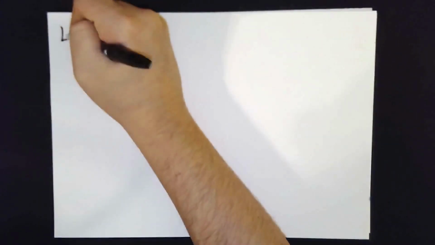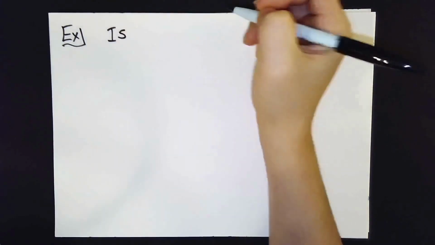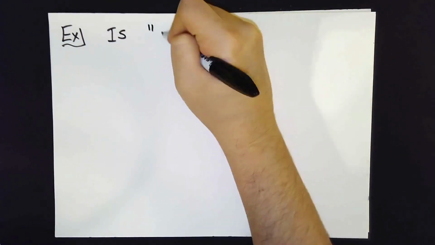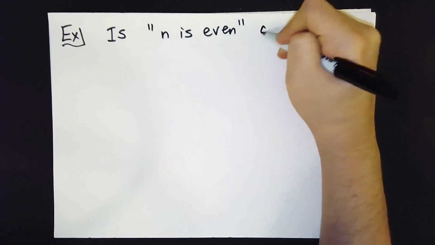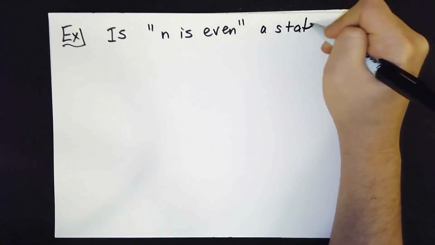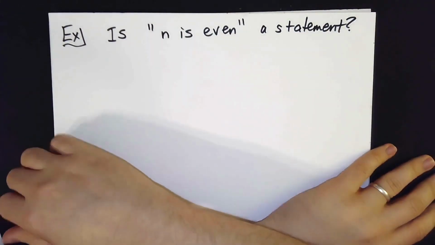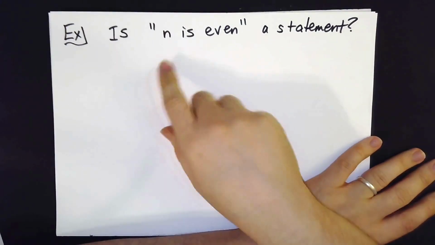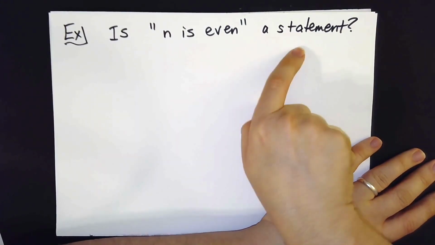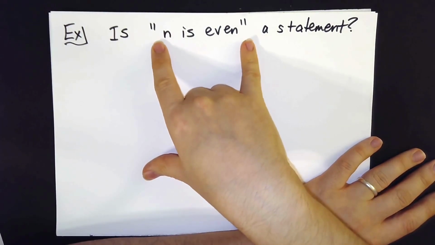Before we move on, I want to talk about something that shows up in probably just about every math class you've ever seen, which is that we use variables when we talk about math. So we might talk about something like n is even, or f is differentiable, or a is invertible, if we're talking about matrices or whatever. So let's ask, is the string of words n is even a statement? Is this unambiguously true or false?